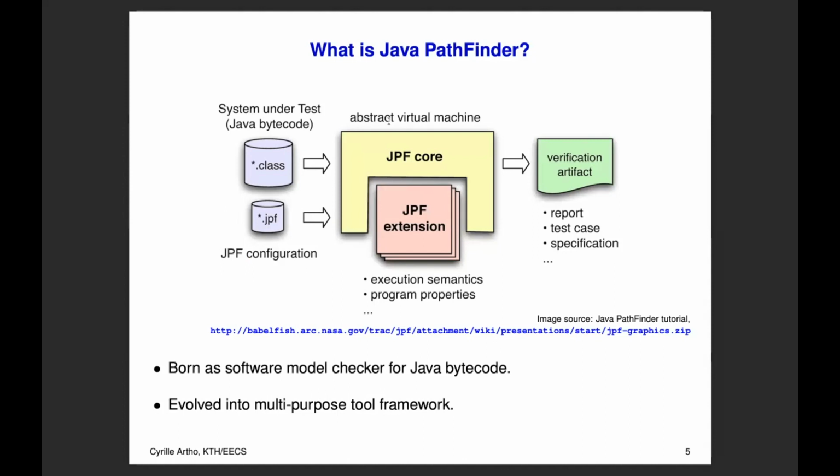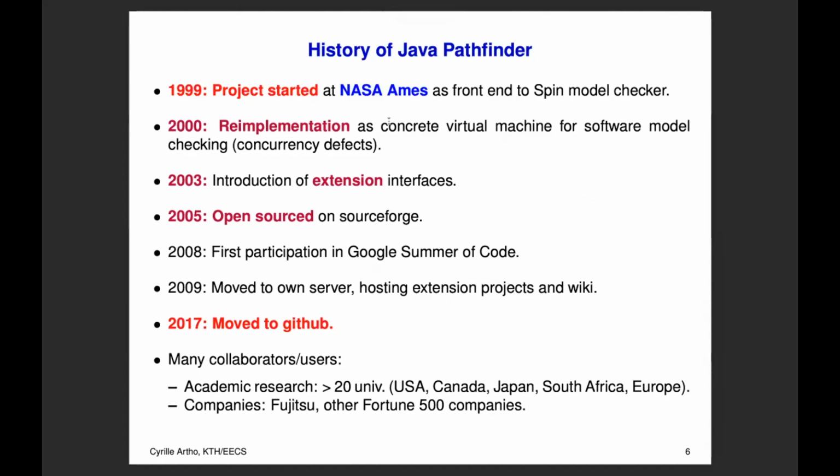Originally, it was really only what I've shown before, this model checker for Java bytecode. But because it has been made modular and has this extension mechanism, it can now do more than that. So the project is now more than 20 years old. It started at NASA Ames, originally building on the Spin model checker, but then it has been rewritten. So JPF, as we know it, is really actually based in 2000, the code base.